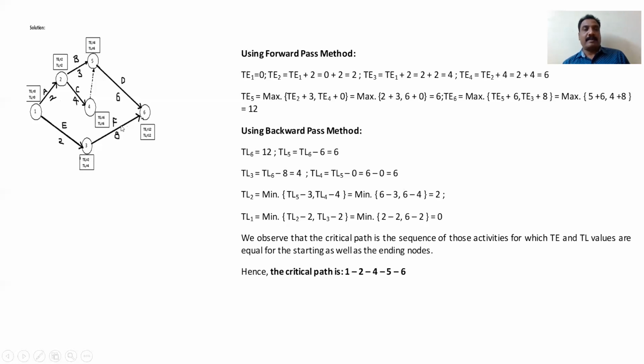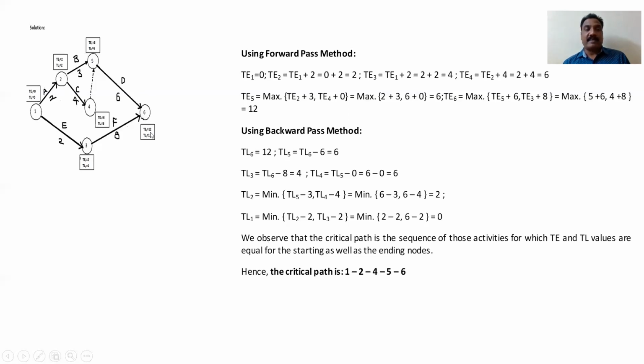Now TL1. How can we get TL1? You can go from 2 to 1, or from 3 to 1. TL2 minus this duration or TL3 minus this duration, the minimum of these, is 0. Always the starting one should be 0, and it is satisfied. Now this is the forward pass method and the backward pass method. What is the duration of the project? That is the ending event: the whole project can be completed in 12 days' time.